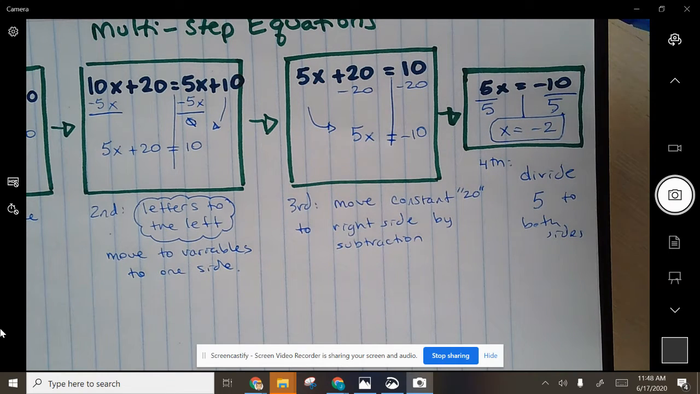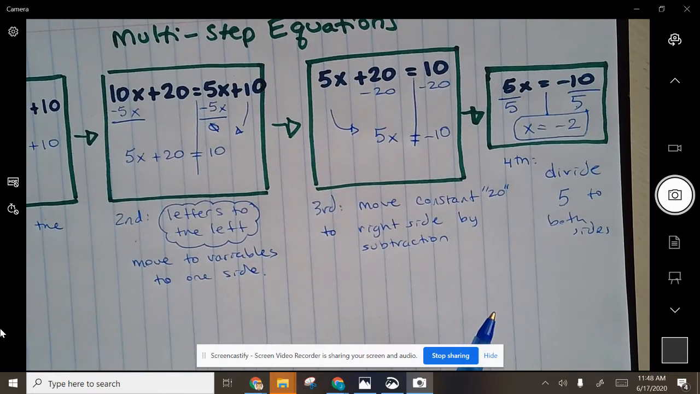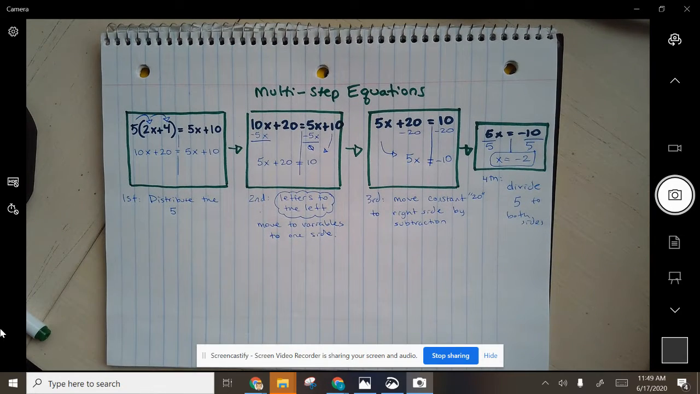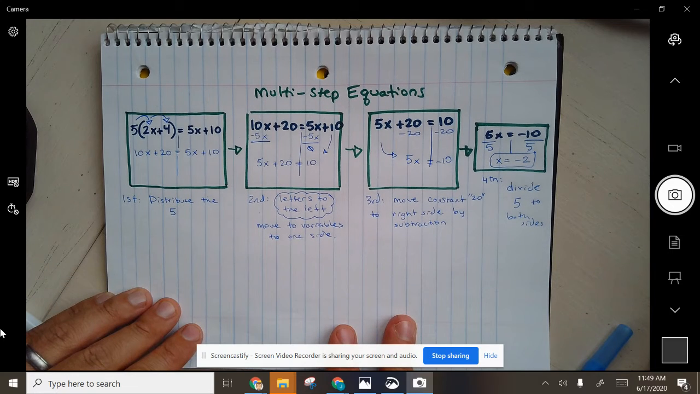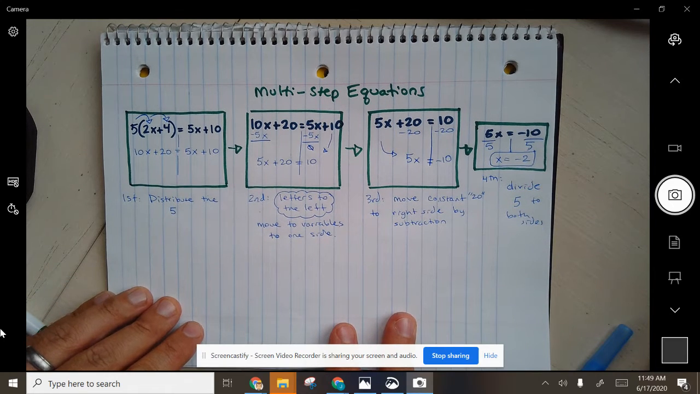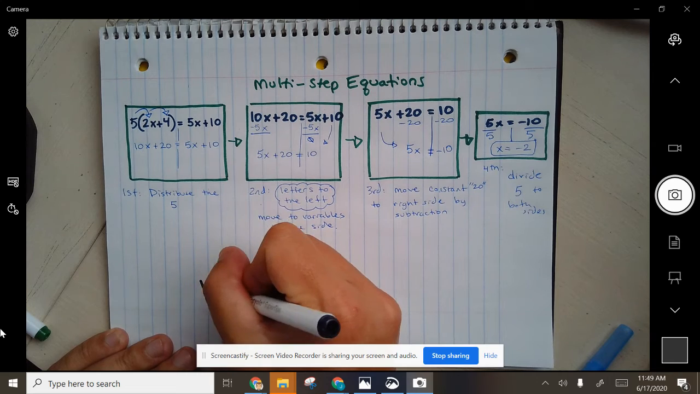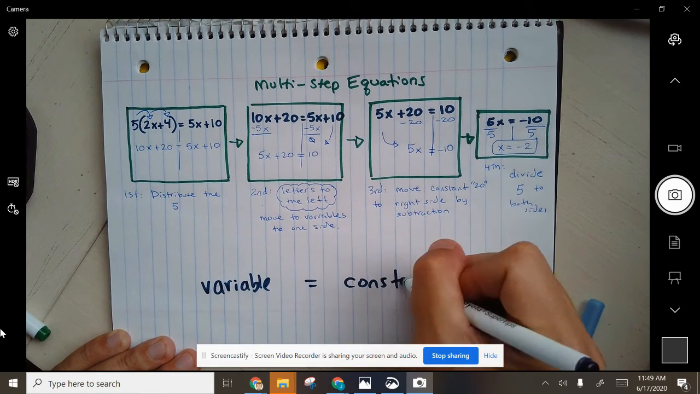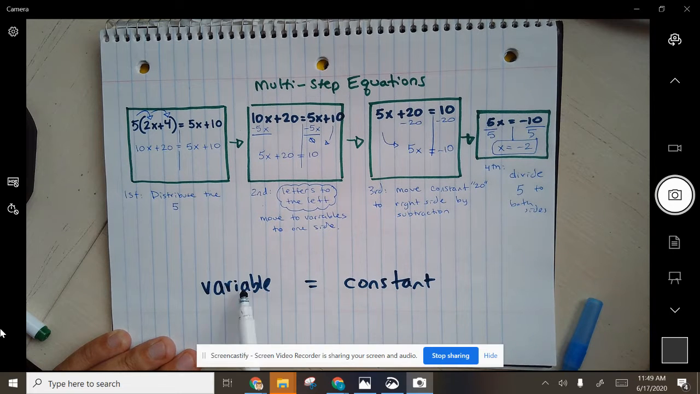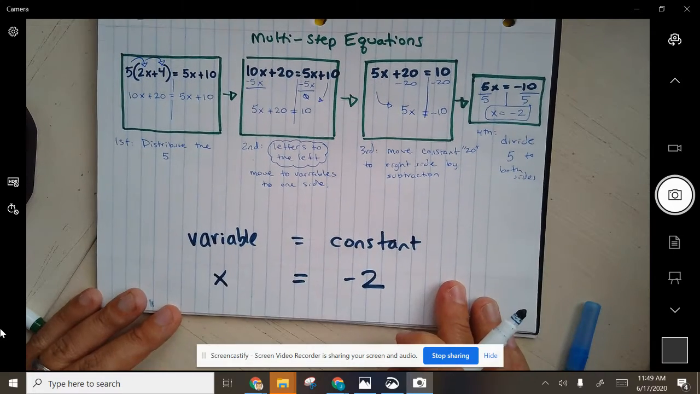All right. So this one was a distributive property. That's the only thing that was different. That level was just the distribution. Okay. Now, the next one I give, I always want you to do this again: variables on one side, your constant on the other. Your variable goes to one side, your constant's on the other. Okay. This would be x equals negative 2. And that was my answer here.